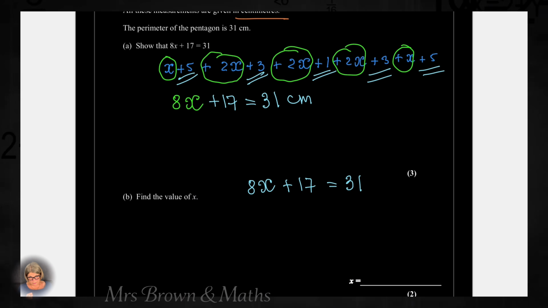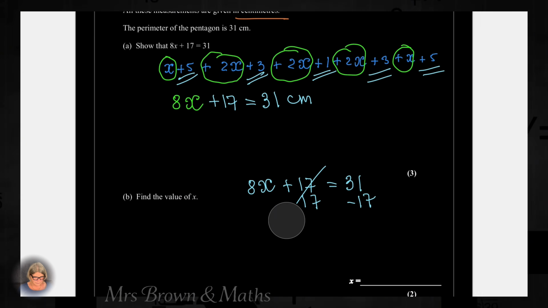First of all, always do the opposite. Second, do the same on both sides. So the opposite for plus 17 is minus 17, to eliminate it. Do it on both sides. Right, cancel. So what has been left?